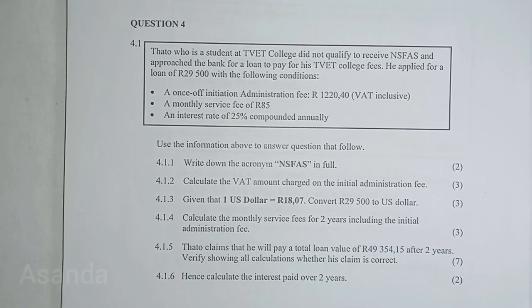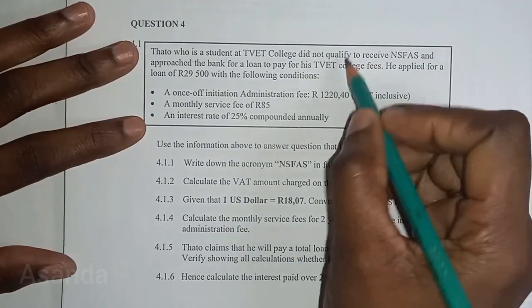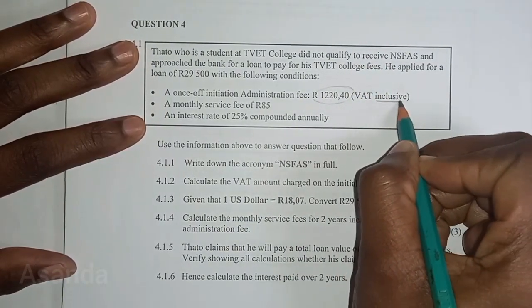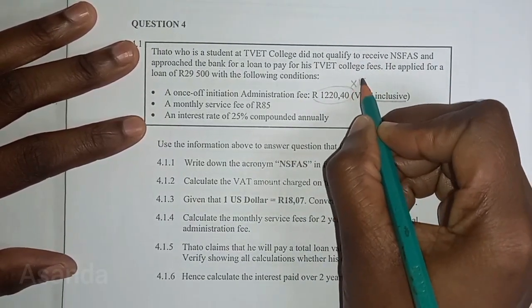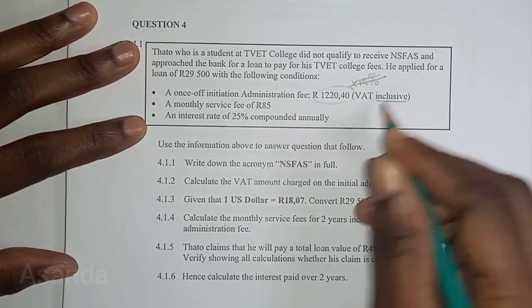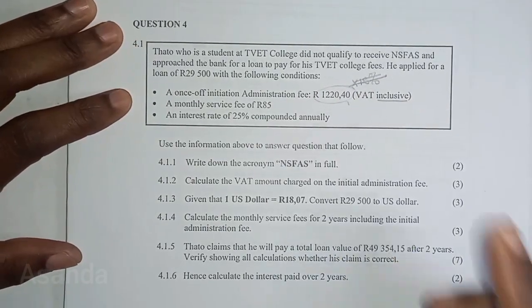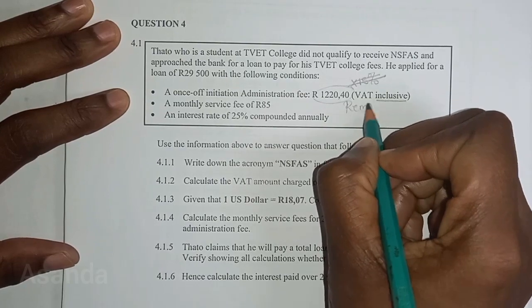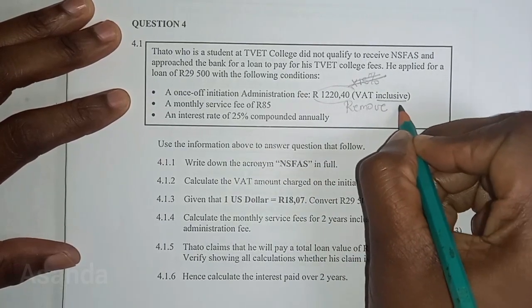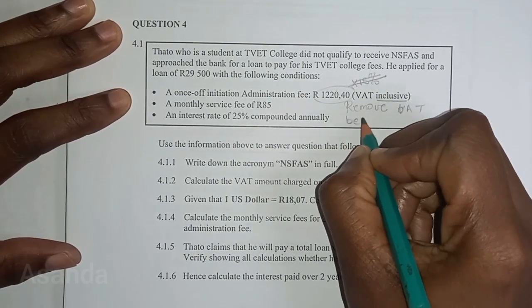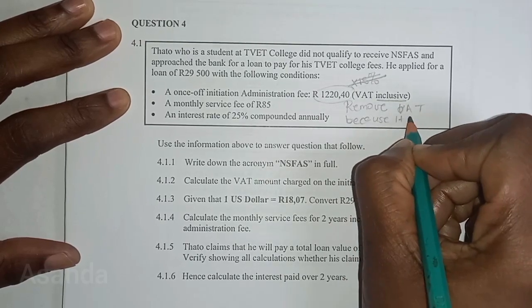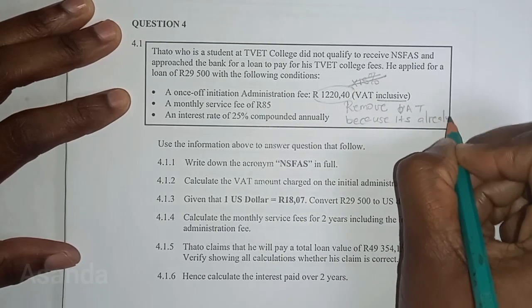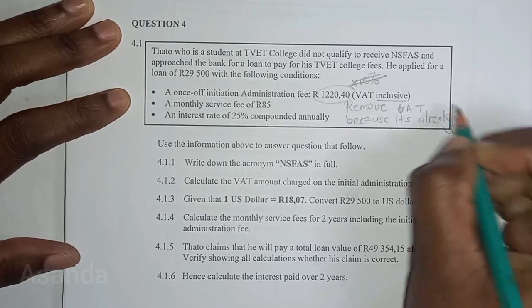Let's not pass from there. So this amount includes VAT. You cannot multiply it by 15% to get VAT because VAT is already there. You can only remove VAT from this because it's already added.